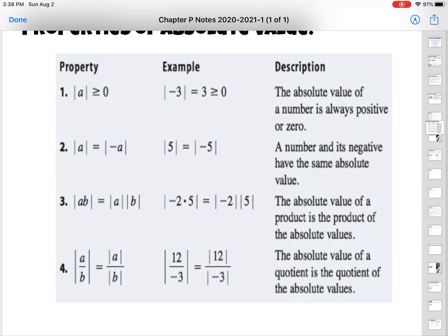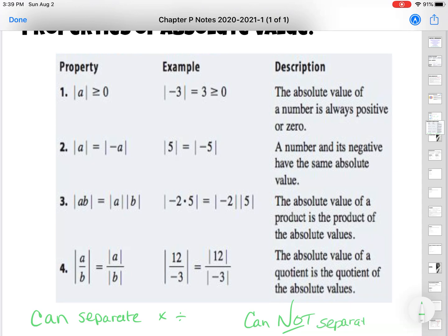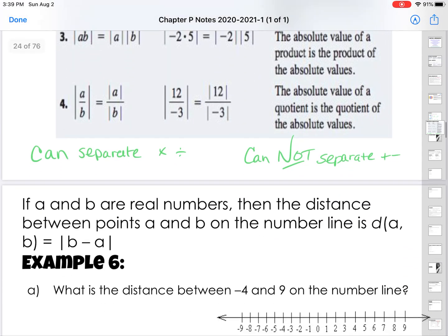We cannot separate addition and subtraction. We can separate multiplication and division. Okay, please keep that in mind. You can only separate multiplication and division because really the value is the same. We're just making sure the answer is positive, right? If I multiply 2 times 3, I get 6. If I multiply 2 times -3, I get -6. So the only difference is the sign. Whereas with addition and subtraction, it makes a big difference.